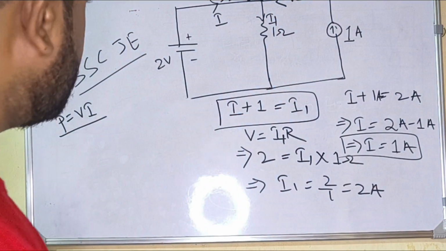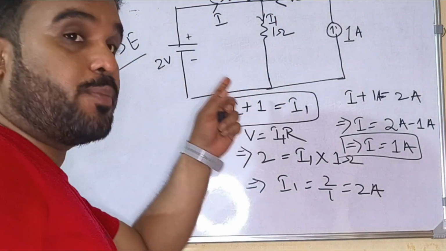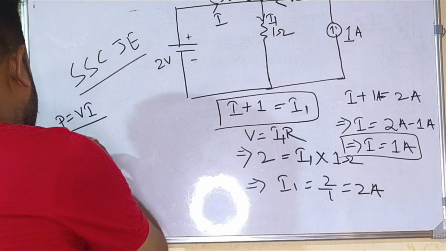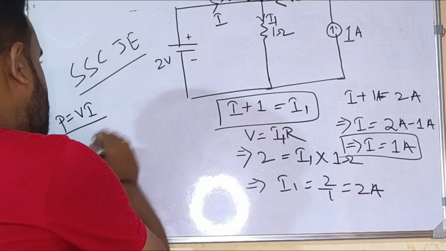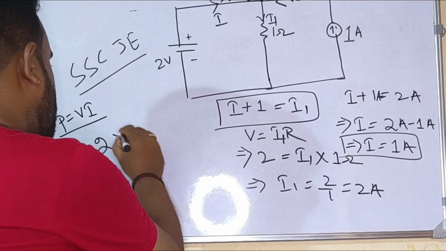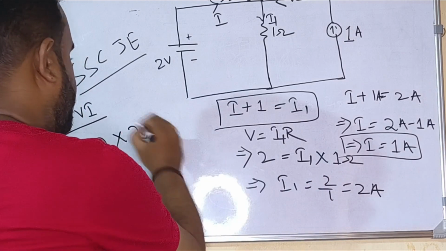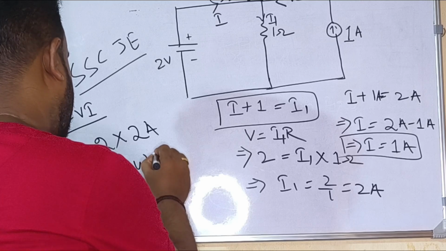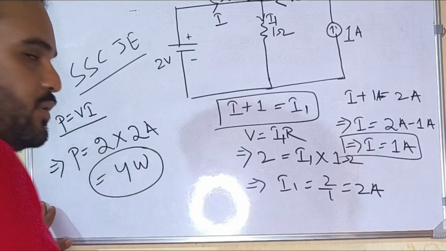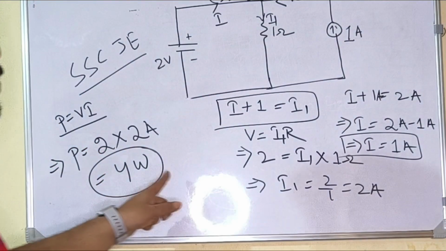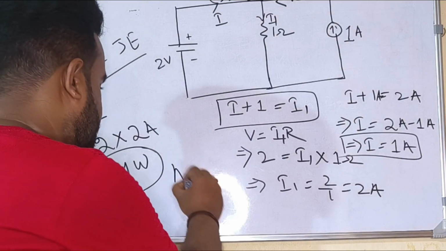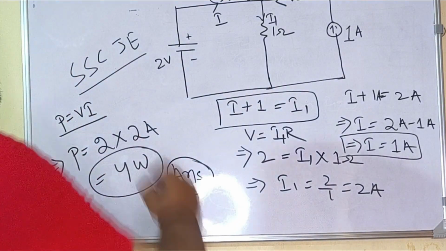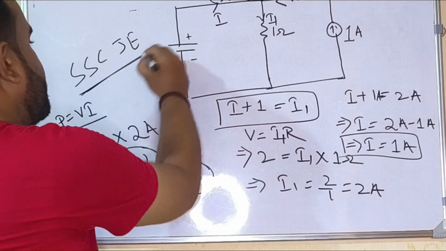So what is the question? Question is, what is the power delivered by the 2 volt source? So P is equals to VI. P is equals to, what is the voltage? Voltage is 2. What is current? This is 2 ampere. So it is 4 watt. Answer is 4 watt. Clear, my dear students? Answer is 4 watt. This is an SSC JE question.